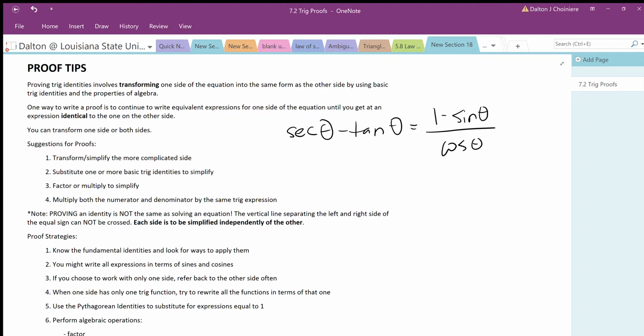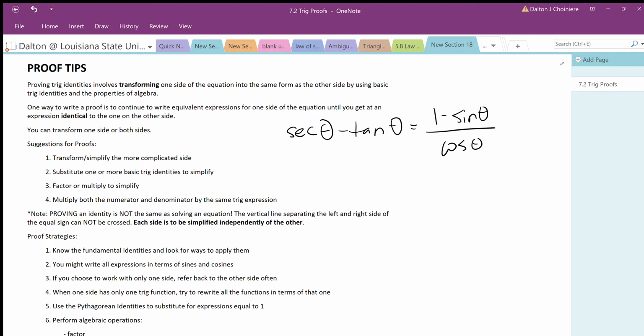Okay, so some of the important things. Proving trig identities involves transforming one side of the equation into the same form as the other side using basic trig identities and the properties of algebra. Okay, one way to write a proof is to continue to write equivalent expressions for one side of the equation until you get an expression identical to that of the other side. You can transform one side or both sides, so it just depends.